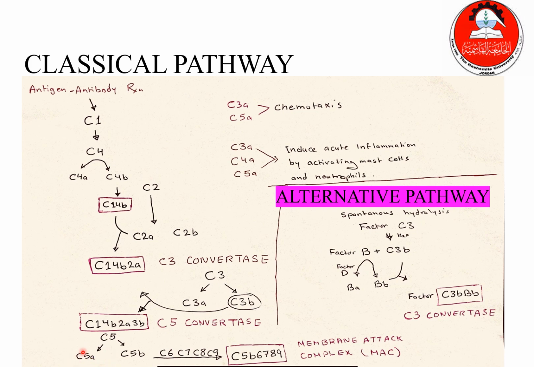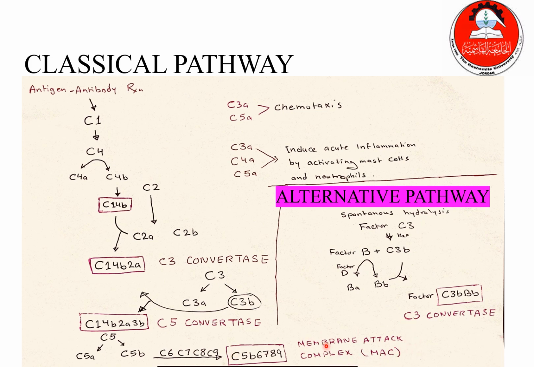ال C5A C3A C4A هذولا ما إلهم دور في الكلاسيكال باثوي. راح نحكي عن الدور تبعهم هون. هون بيجي الدور لمين؟ لل C5B. C5B ارتبط مع مين؟ مع C6 والC7 والC8 والC9. عمل لنا شيء اسمه membrane attack complex اللي هو C5B 6 7 8 9.